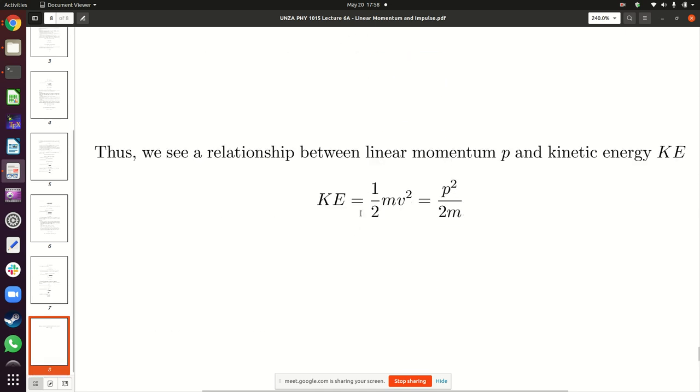So what you end up having is this. Kinetic energy, which we know is equal to half mv squared, is also equal to p squared divided by 2m. Whatever the linear momentum is, you square it, then you divide it by 2m. This is the expression which gives you kinetic energy in terms of linear momentum. Are we clear?